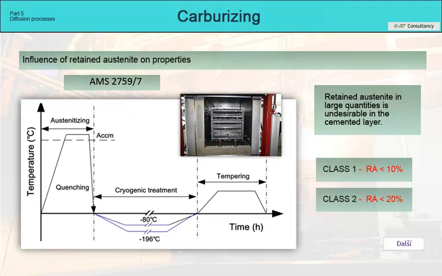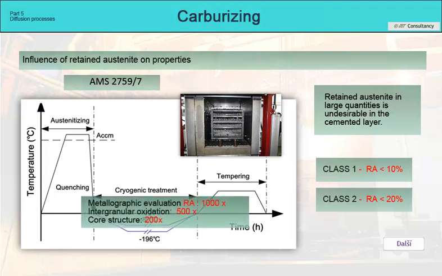If the residual austenite content cannot be well interpreted metallographically, X-ray diffraction evaluation is mandatory. Magnification of 1000 is prescribed for optical evaluation, 500 for intergranular oxidation, and 200 for evaluation of the core structure.